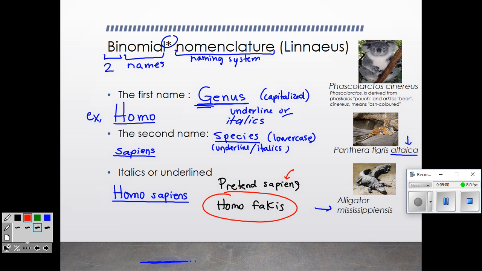Pretend sapiens, I don't know what their genus is, but it isn't the same, and that might mean that their family, order, class, phylum, all of those other levels aren't the same either. So if I had to pick and I had no other information, I would pick Homo ficus because it's in the same genus. Okay? Anyone want to ask anything else there? It's a tricky little thing.